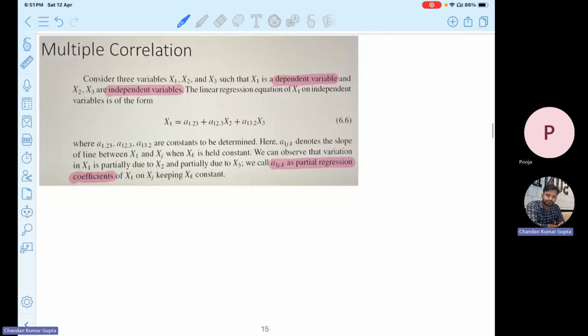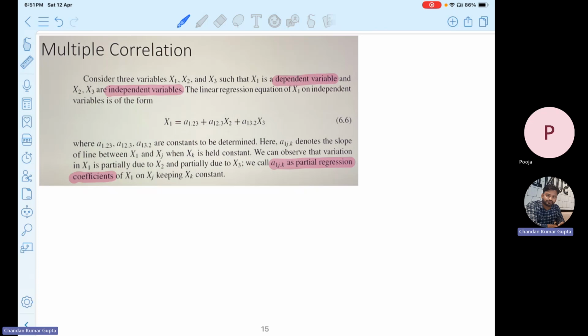Okay, now the next is multiple correlation. Up to the above point, we were discussing only two variables. There is the correlation between two random variables, that is, one random variable is correlated with another random variable. But now there is more than one variable, so we can use multiple correlation.